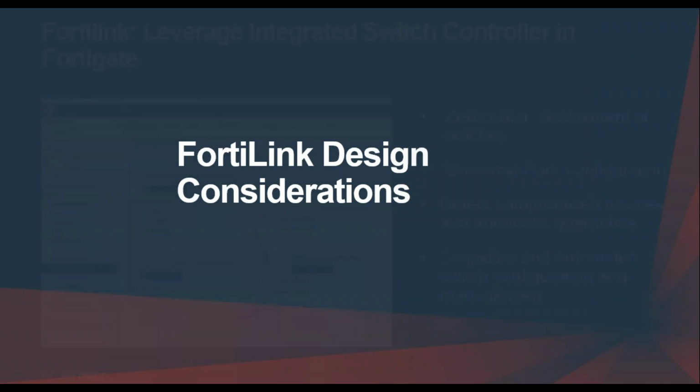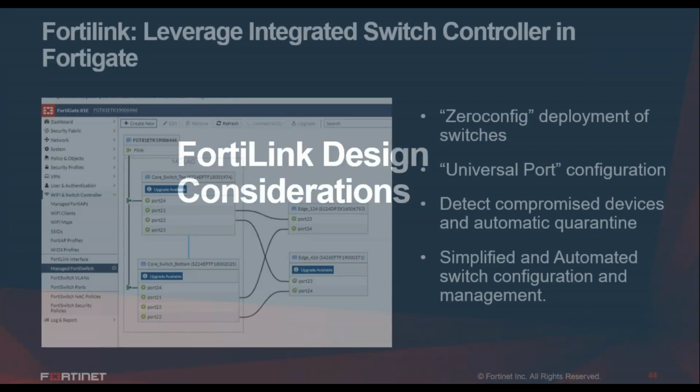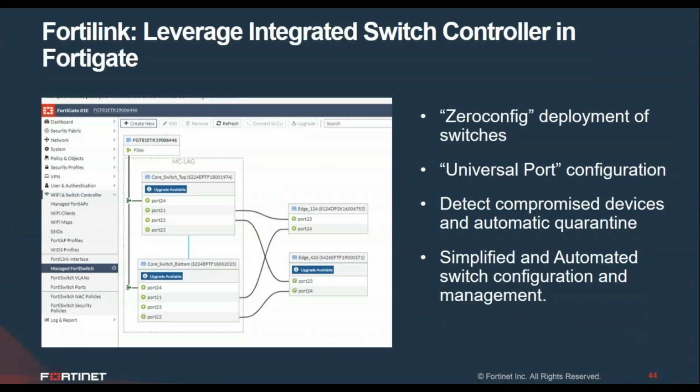FortiLink has several key advantages over a third-party switch network or a network of FortiSwitches that are just deployed in standalone mode. When we use FortiLink, we enable the zero config deployment of FortiSwitches. So FortiSwitches can get deployed right out of the box without any configuration on the switch. You just power up a FortiSwitch, you plug it into a FortiGate directly or into another FortiSwitch, and that device detects the FortiGate, shows up on your FortiGate as a managed FortiSwitch where you can authorize it and join it into the network.